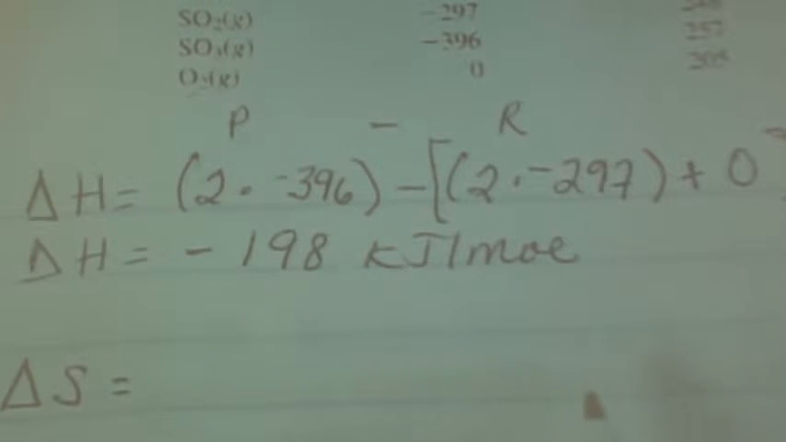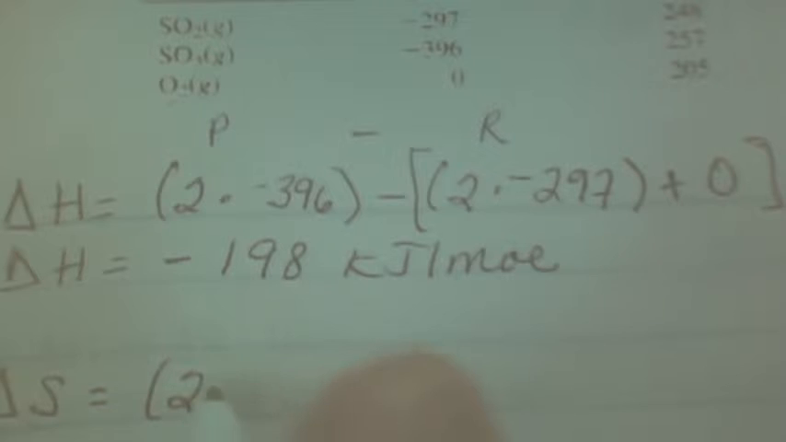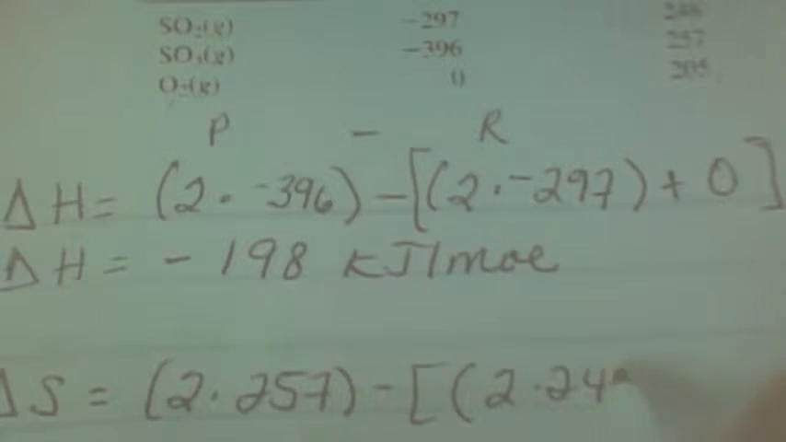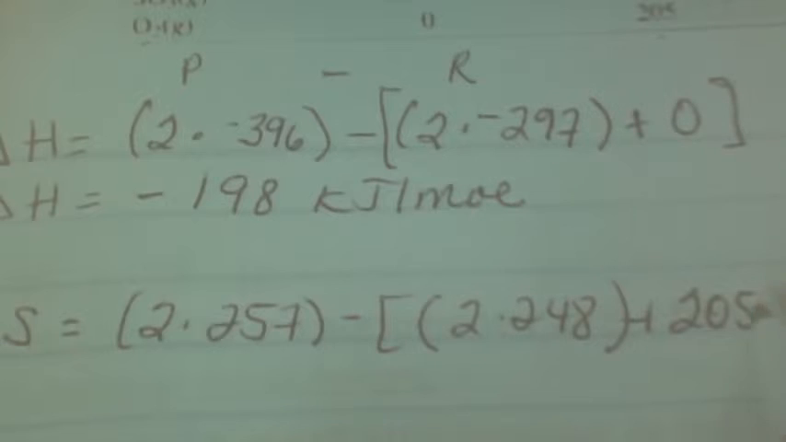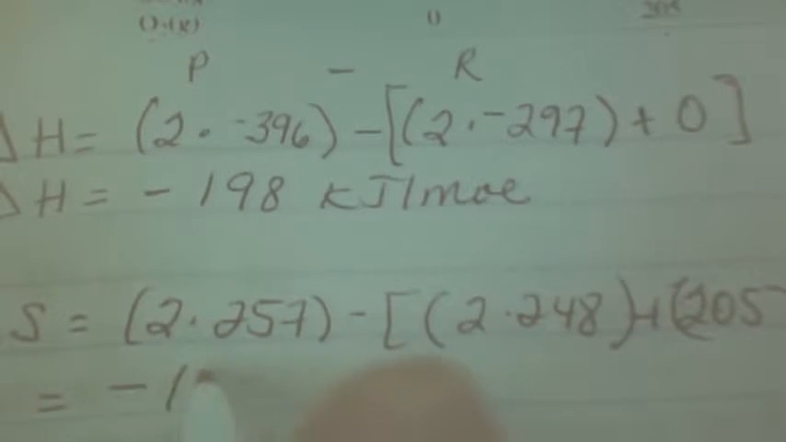So the entropy will be the products minus the reactants as well. SO3 is 257, minus the SO2, which is 248, and there's two of those, plus the value for oxygen. We recall that there are entropy values for elements. This one is 205. There's only one oxygen in our reaction. So when we do our math here, delta S has a value of negative 187 joules per K.